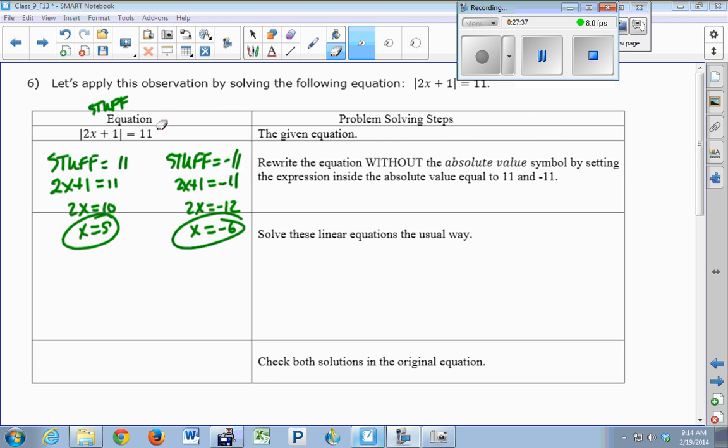So 2x plus 1 equals 11. Okay, so you take this, 2x plus 1, you set it equal to 11.